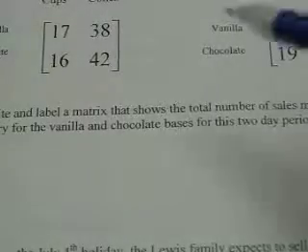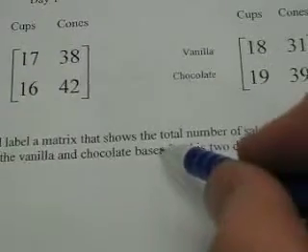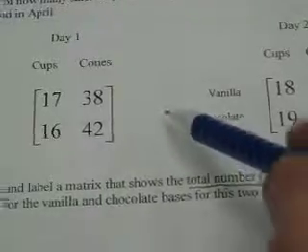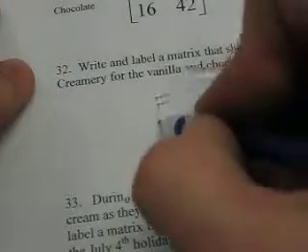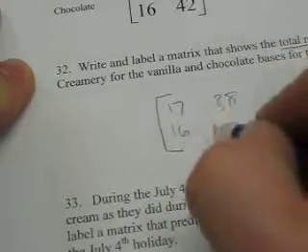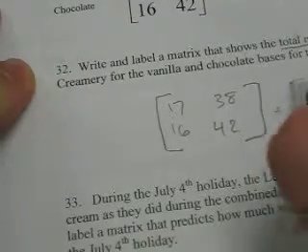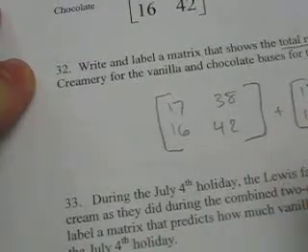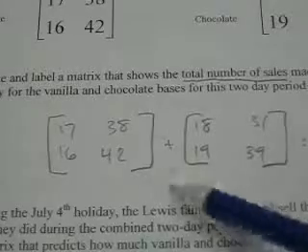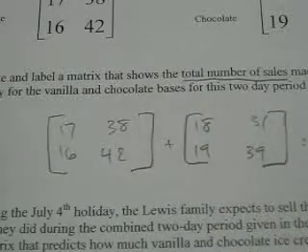So the first thing we might think about doing, if we see the words total number of sales, is that tells us we're going to add. We're going to add day 1 and day 2. So for us to get our answer, we're going to add just like we did at the top of the page. 17, 16, 38, and 42. And to that we are adding 18, 19, 31, 39. So the most confusing part is to just read the problem and decide what operation we're doing. The actual math with matrices in Algebra 1 isn't difficult.